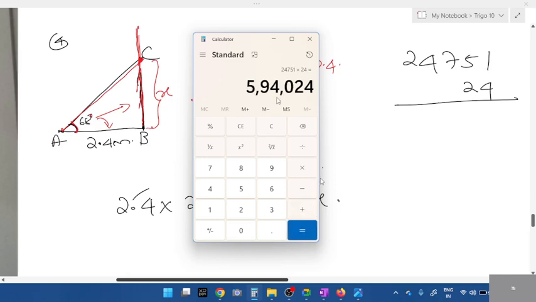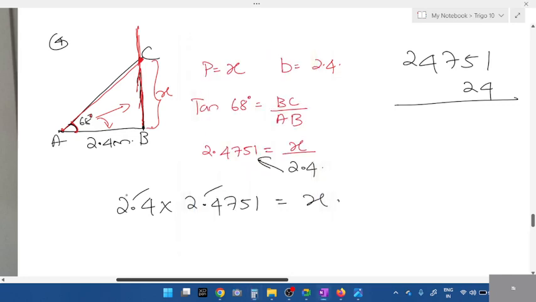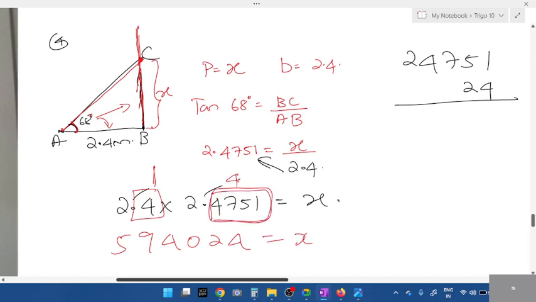Is this the value you all got? 594024? 5940. 594. How many decimal numbers are there, students? Here we have 1, and here how many decimal numbers? 1, 4, 5. So from the reverse order, Ruth and Amy, do you know this?